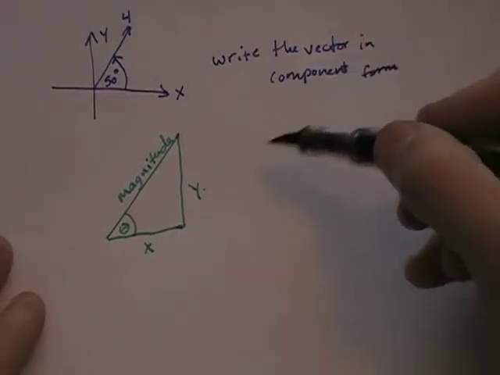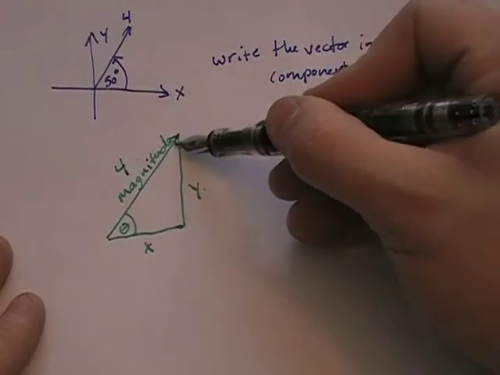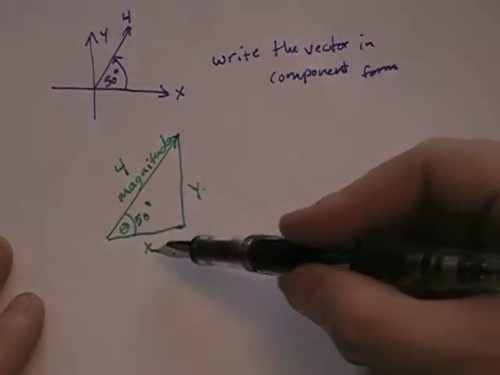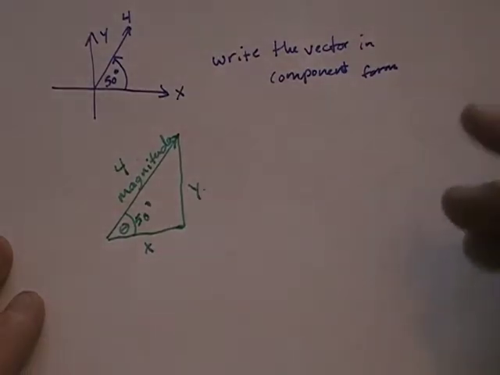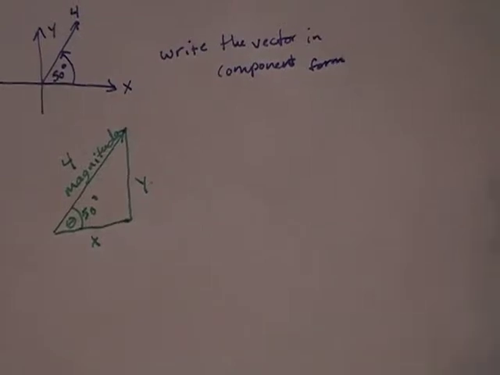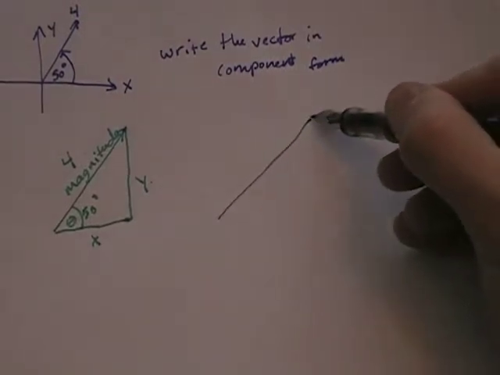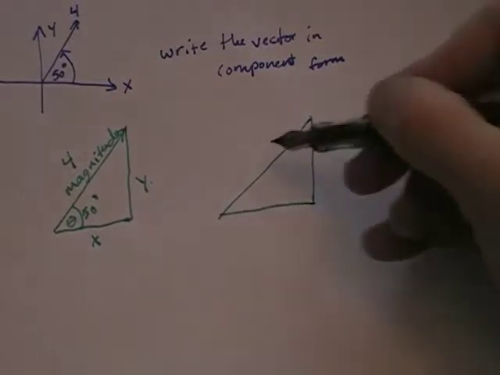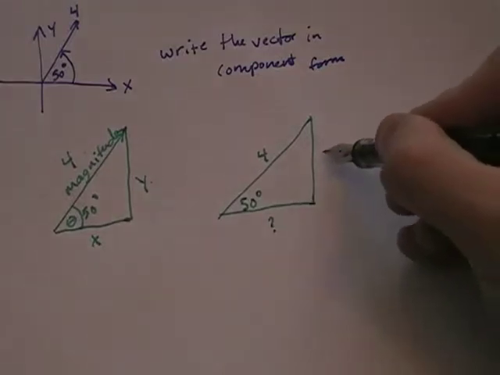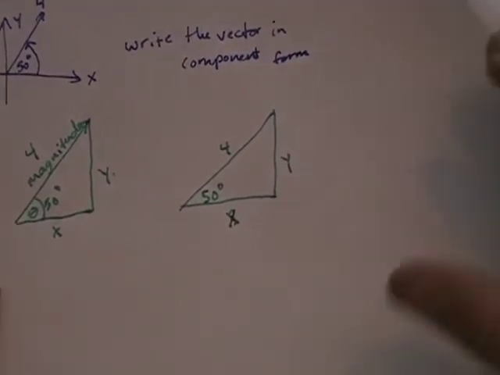And so in this case, I've been given the magnitude, which is the hypotenuse. It's 4. And I've been given the direction, which is 50 degrees. And I've been asked to find the x and y components. And so if I throw all these fancy words out, component form, magnitude, direction, what I really have is a right triangle. And I told you this is 4, this is 50, and I want you to find x and y.